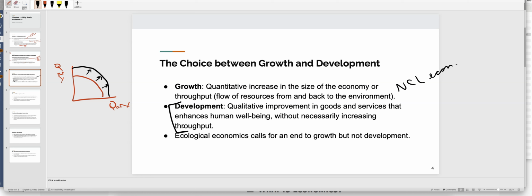The best way we could talk about development is that it's not as clear, it's not as transparent how things are qualitatively becoming better. We would just know that it is.